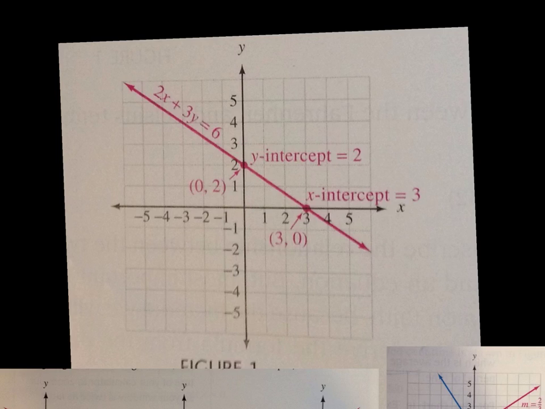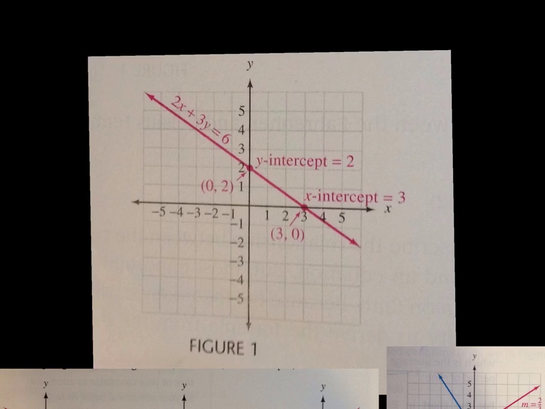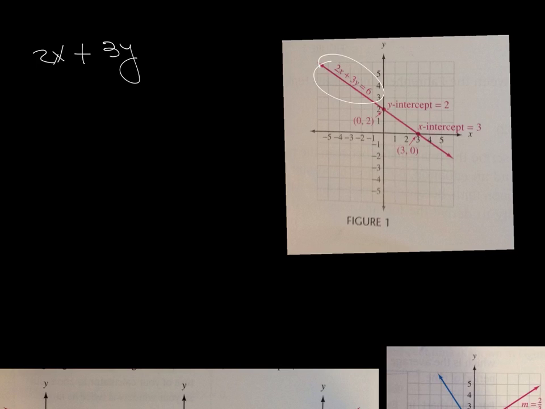So the y-intercept just means where does this line cross y? At 2. Same thing is true with the x-intercept. We go left or right a certain amount, this time it's 3, and we go up or down 0. The x-intercept is 3. Alright, so when we're given an equation, we are going to be given an equation with both an x and a y variable. So, such as the one that we have right here. 2x plus 3y equals 6.